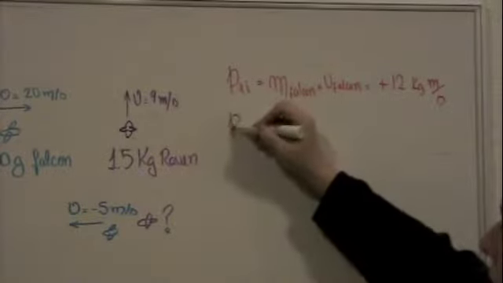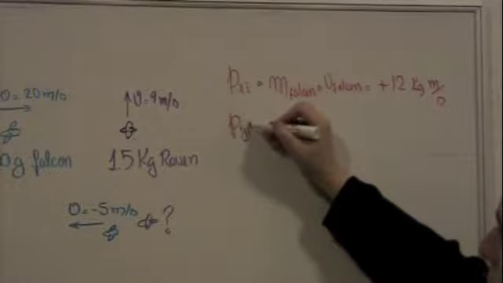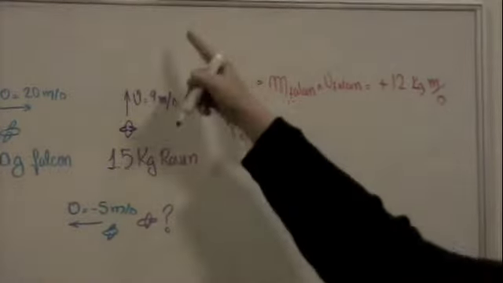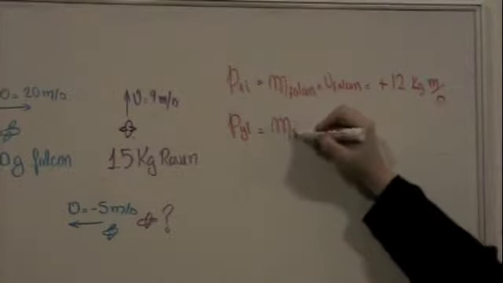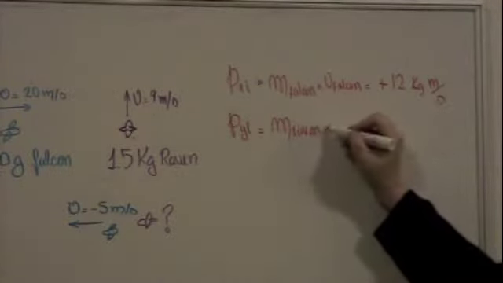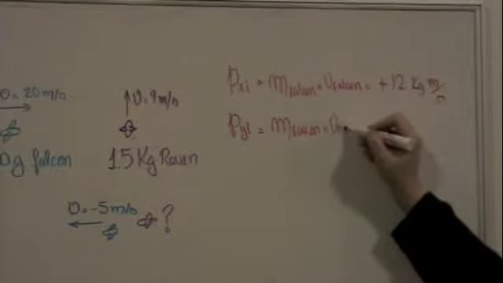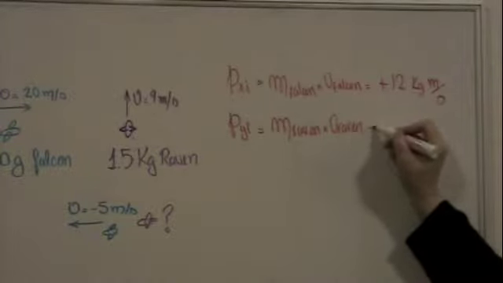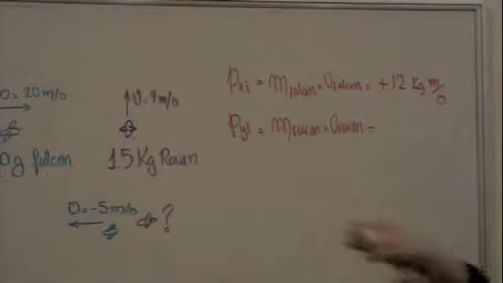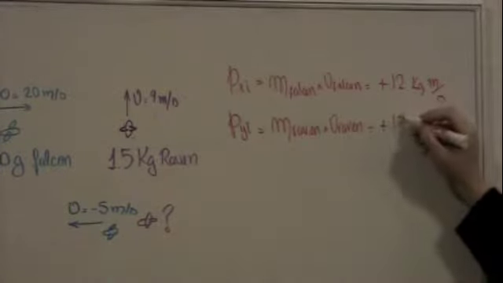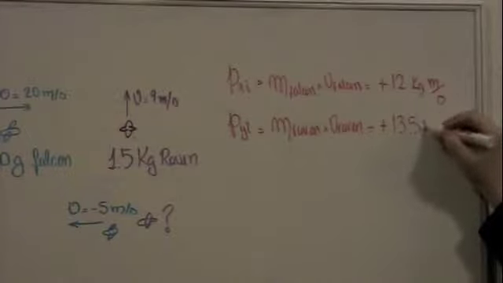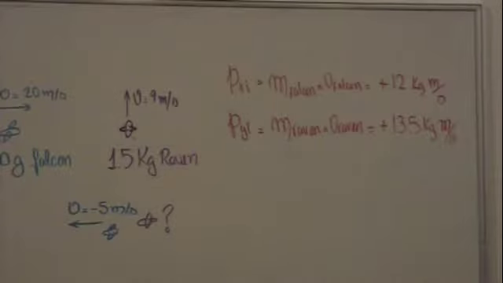And the initial linear momentum in the y direction is due just to the motion of the raven, and therefore it's the mass of the raven times the velocity of the raven. Again, because the falcon is not moving up or down, and if you do that math, you'll find out that that's plus 13.5 kilograms meters per second. All right. What do we know about after? So this is the beginning.